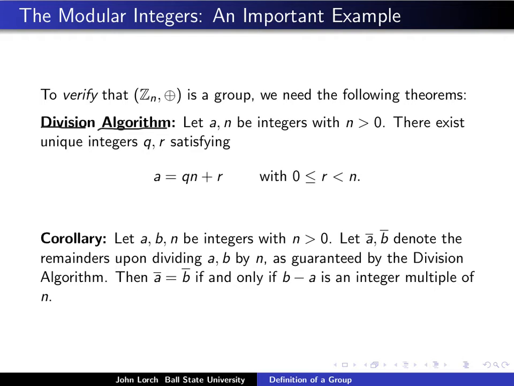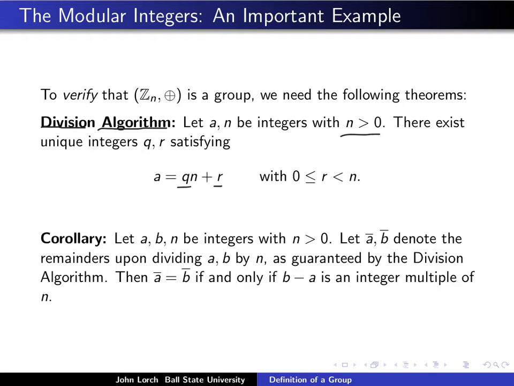If I take two integers, a and n, where n is a positive integer, we know that we can divide a by n to obtain a unique quotient q and remainder r, where r is strictly less than n and bigger than or equal to 0.